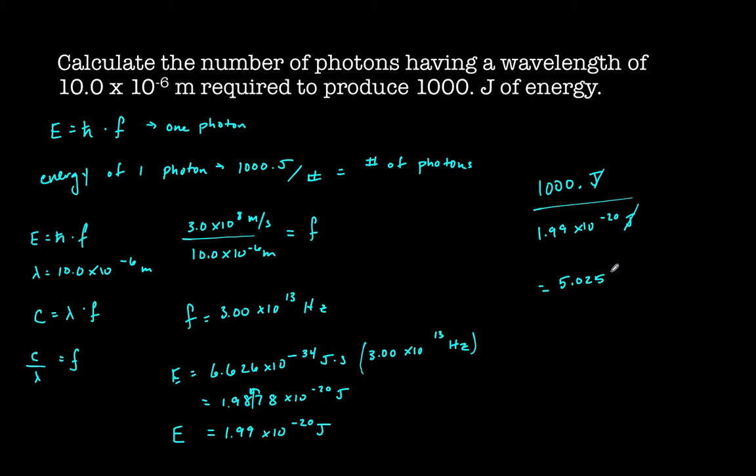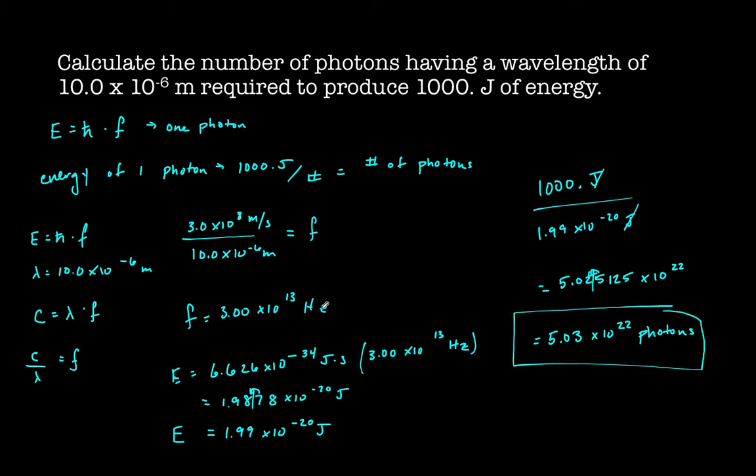5.025125, I bet that's enough, times 10 to the 22nd. And if I want sig figs, again, 3 sig figs, so 1, 2, 3, that 5 rounds up that 2, I should have 5.03 times 10 to the 22nd. And if I really want to label for it, I'm going to say photons necessary in order to produce that 1,000 joules. Okay, here's problem 4.